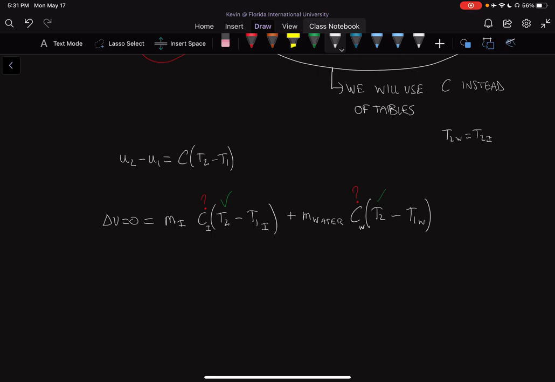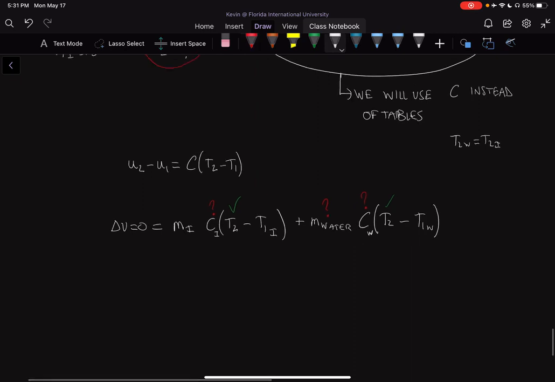And we also have to find the mass of water. We're given the volume of water, but we don't have the mass of water. And we have the initial temperature. So the first thing we're going to do is find the mass of water. So how do we find the mass of the water?